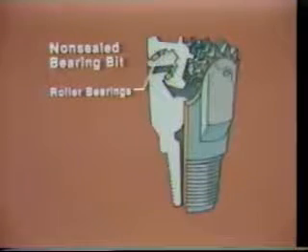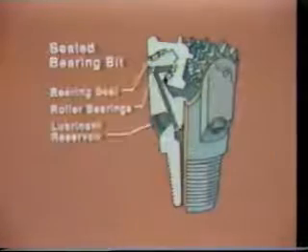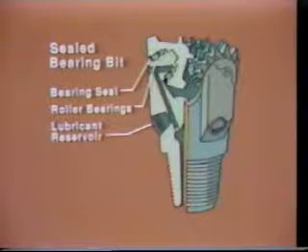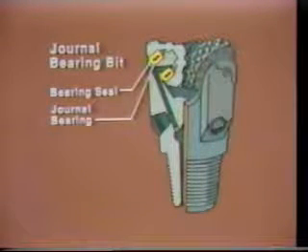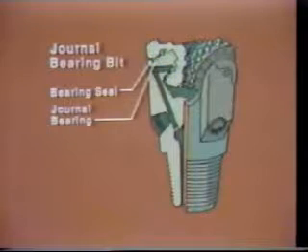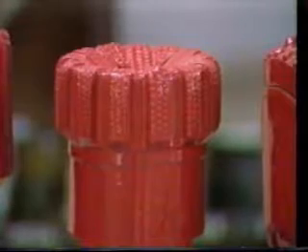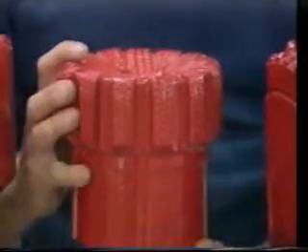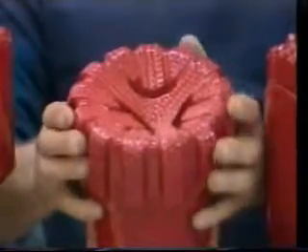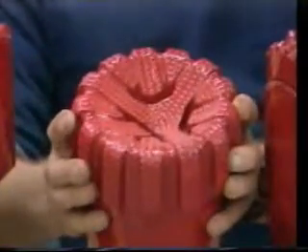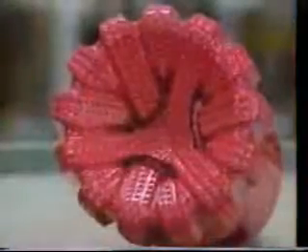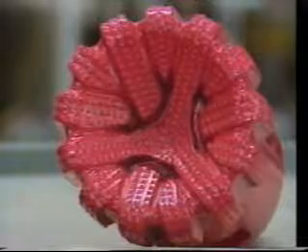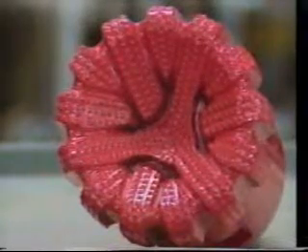Non-sealed bearings that are internally lubricated by the drilling fluid, sealed bearings that are lubricated by an internal grease reservoir, or journal bearings, where a precision machined hard alloy surface replaces the cylindrical roller bearings. Diamond bits do not have cones, but rely on industrial diamonds embedded in a hard steel matrix to crack and abrade away the formation. Although diamond bits are much more expensive than roller cone bits, they can be economical on a cost per foot basis, especially in deep wells with hard rock formations.